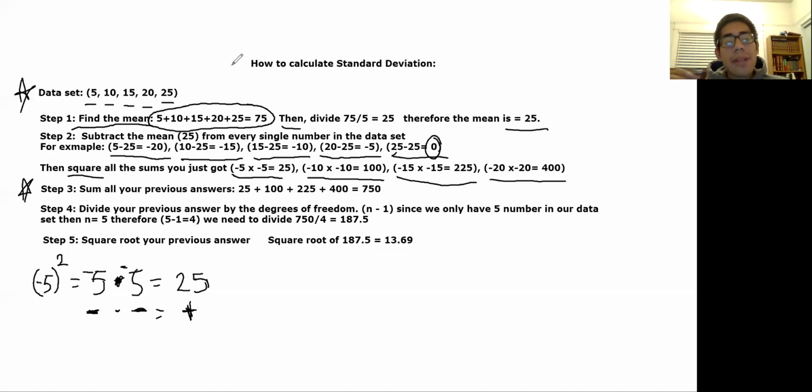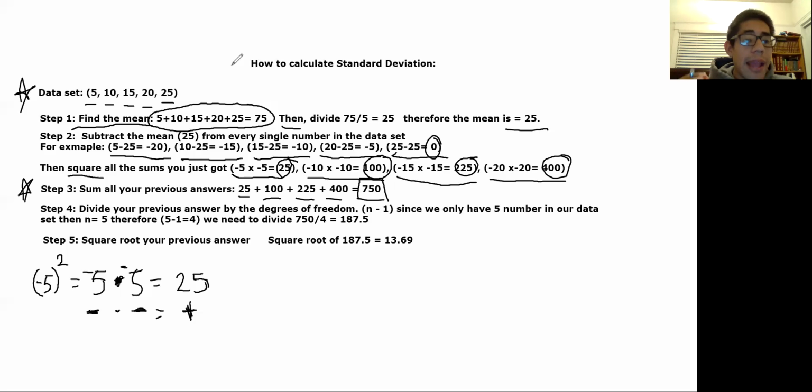Okay, so now we're on step 3, right? For step 3, I'm gonna sum. I'm gonna have to add all my previous answers. So in this case, I added my answer that I got from the previous step: 25 plus 100 plus 225 plus 400. It's going to equal 750. If you're wondering where I got 25, 100, 225, 400 from, those were the answers after I squared them. I squared all of them and I got these answers. So in step 3, I had to add all of those answers together to get one big number.